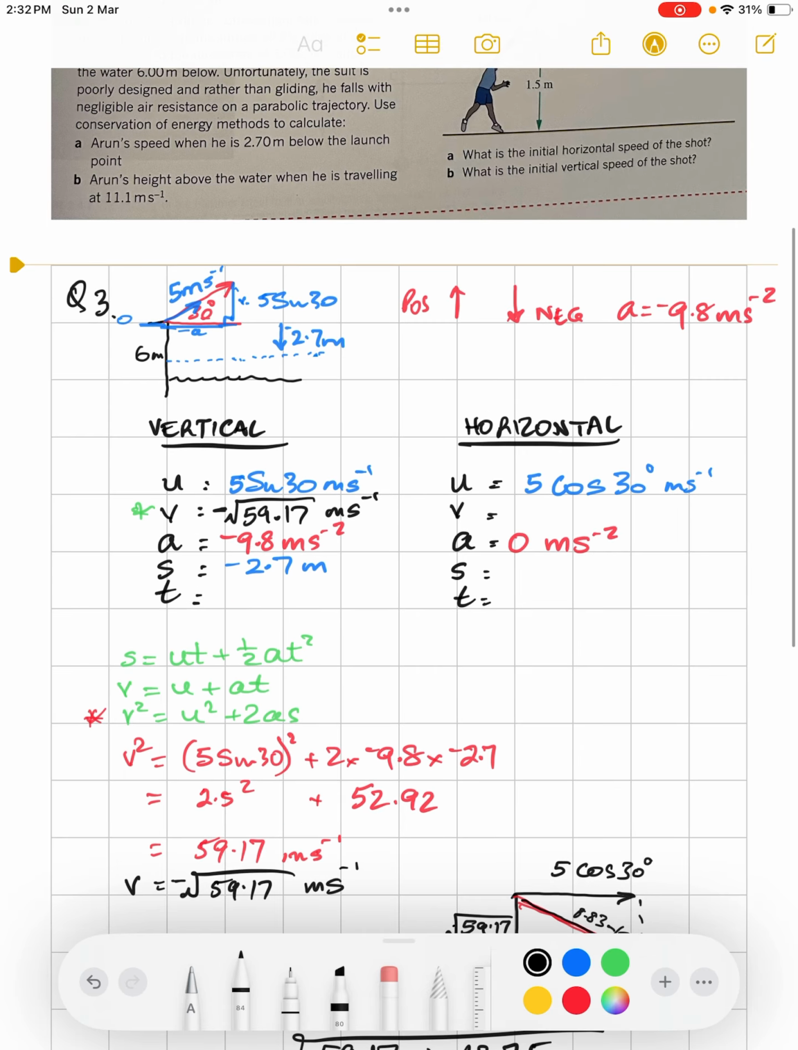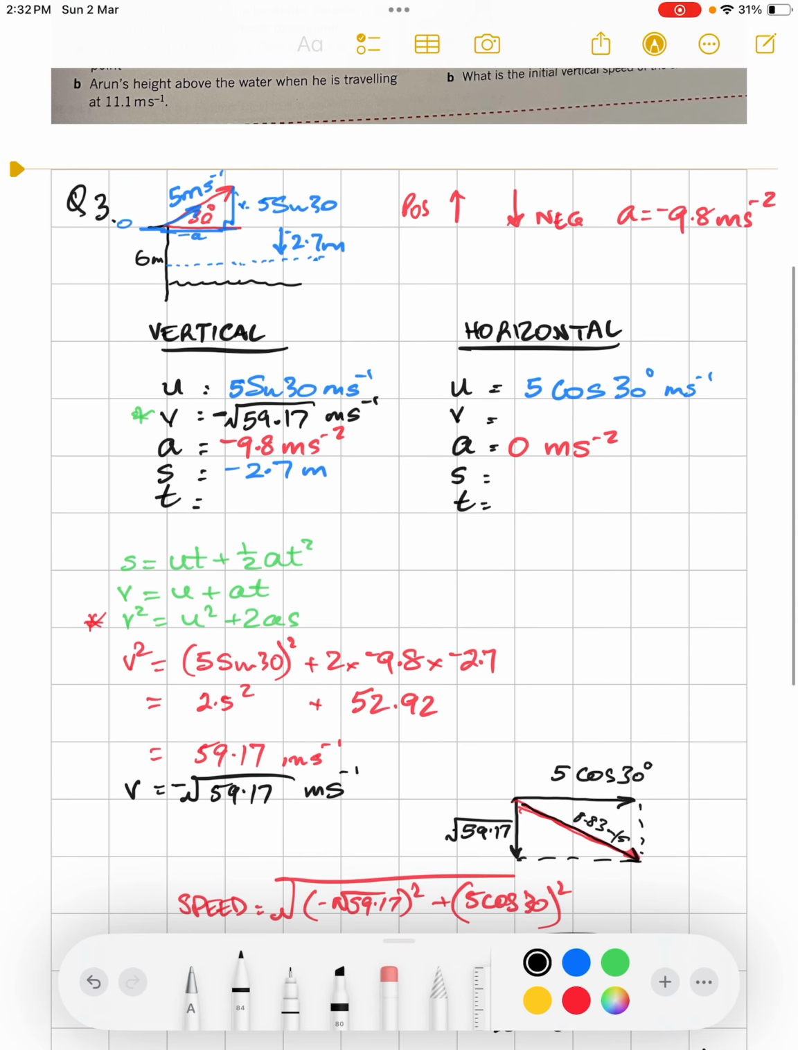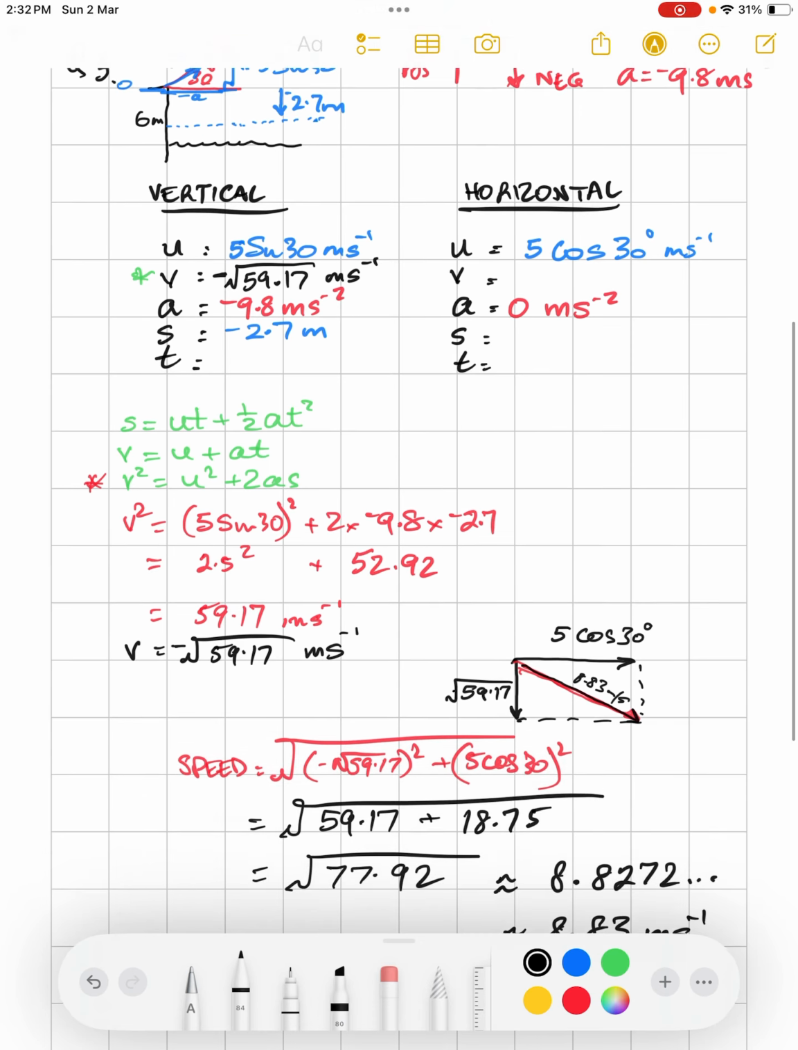Now, there is a part B. Arun's height above the water when he is traveling at 11.1 meters per second. Let's do that in part 2.